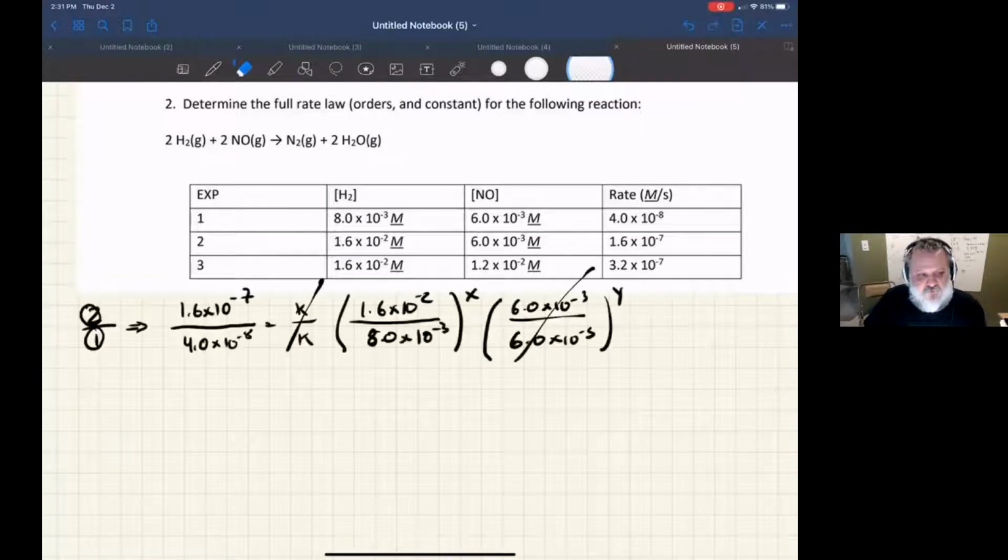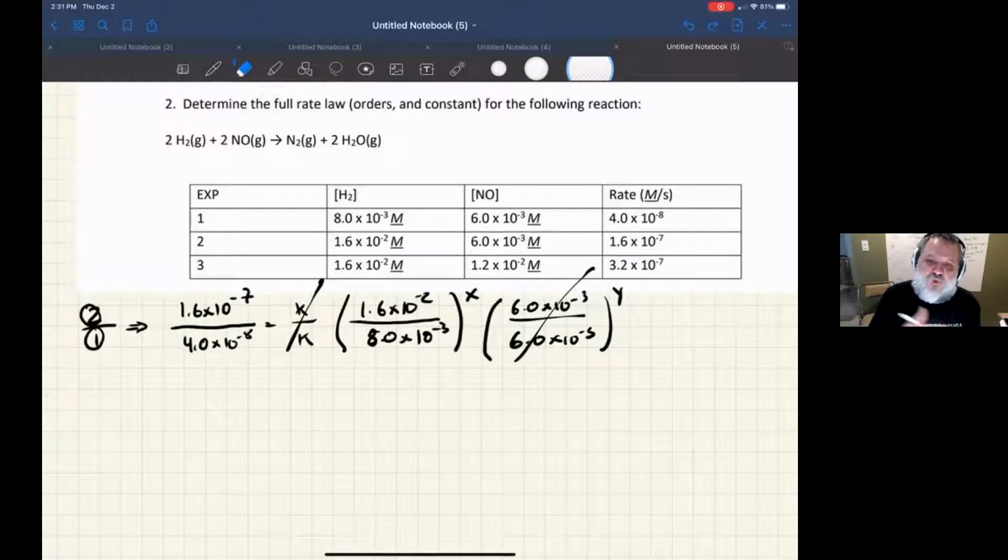So let's do 2 over 1. So the rates are 1.6 times 10 to the negative 7th over 4.0 times 10 to the negative 8th. Remember, always put the larger rate on top. You get whole numbers and that's easier to deal with powers that way. K over K, that's going to cancel. Then I get 1.6 times 10 to the negative 2 over 8.0 times 10 to the negative 3. That's all to the x power.